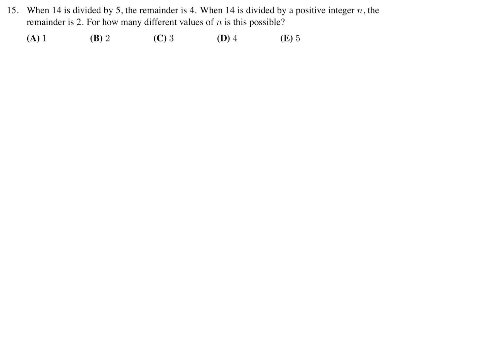When 14 is divided by 5, the remainder is 4. When 14 is divided by a positive integer n, the remainder is 2. For how many different values of n is this possible? Let's make a little table. N and R for remainder. And let's see what we get.